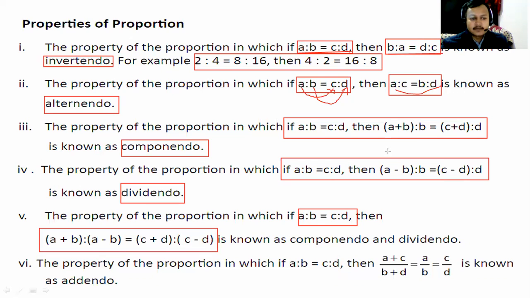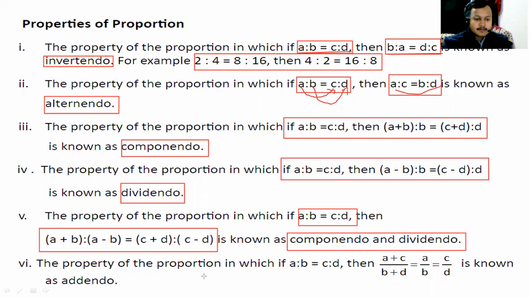Componendo and dividendo are combined here, so this property is componendo and dividendo. By combining these two, that means by dividing first by second one, BB cancels, DD cancels, and we get this value: A plus B is to A minus B is equal to C plus D is to C minus D. This is called componendo and dividendo.